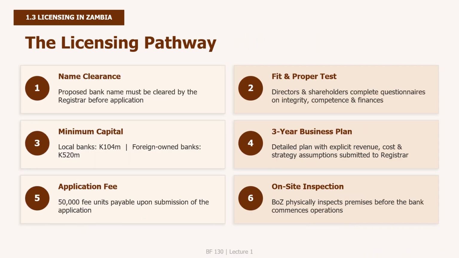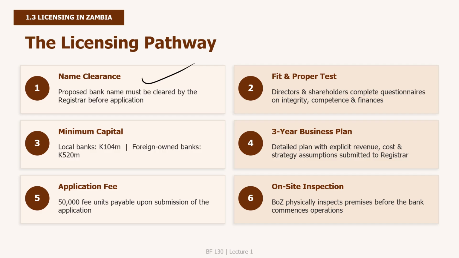All right. Quickly, if, for example, you want to open a bank in Zambia, obviously the question is, what must I do? There are 6 important steps. The first one is name clearance. There are some forms that you have to get, and those forms have to be filled in. Then you propose the name of the bank, and this name has to be cleared by the registrar before you can even do the application.